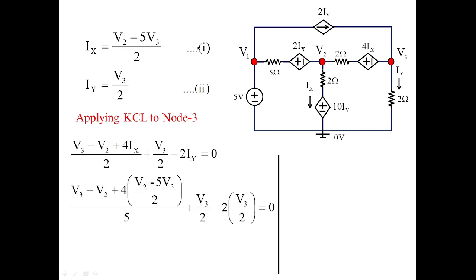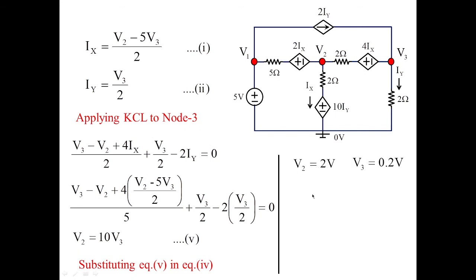Now substituting the values of 1 and 2 in this equation, I am going to obtain V2 equal to 10 V3. So this I am treating as another equation, equation 5. Substituting equation 5 in equation 4, we're going to get the value of V2, which is 2 volts, and V3 equal to 0.2 volts. Once we obtain V2 value and V3 value, we can get the value of Ix, which is our basic requirement, which is nothing but 2 minus 5 into 0.2 divided by 2, which will give you the value of the current as 0.5 amperes, and Iy is equal to V3 by 2, that is 0.2 by 2, 0.1 amperes.